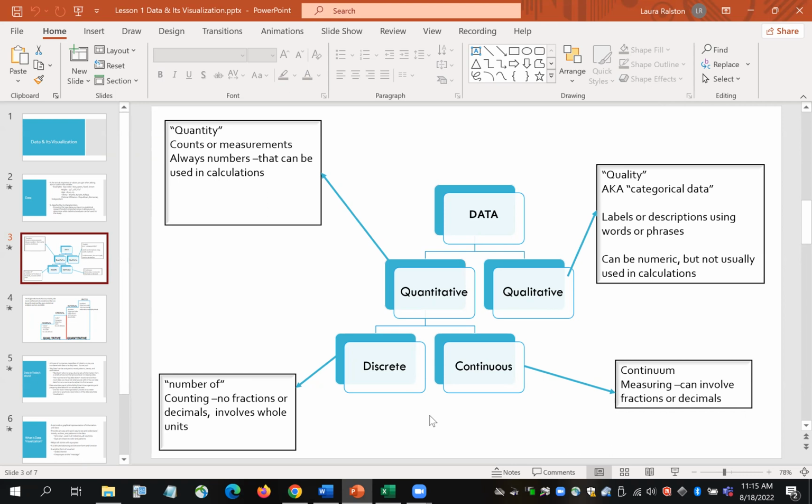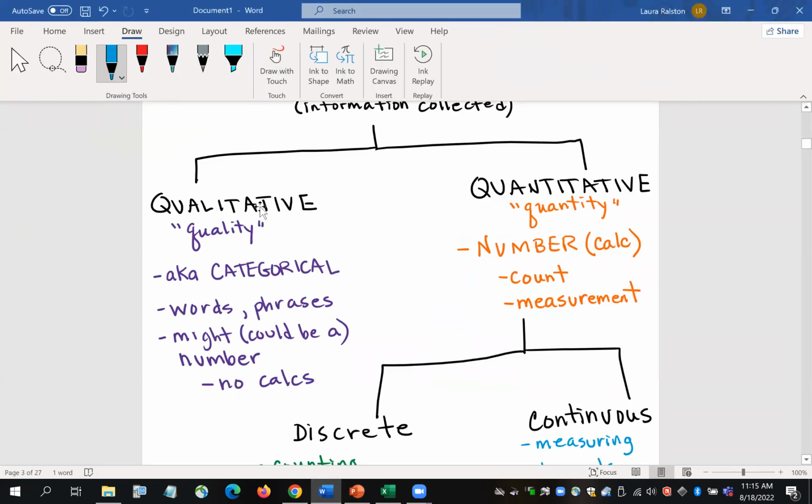Okay, thank you. Let me go back over to my picture. Qualitative is more the standalone; it's just qualitative. But if it's quantitative, you have to go that step further and say it's either discrete or continuous. So if it's a number, you have to think about the context in which it's being used.